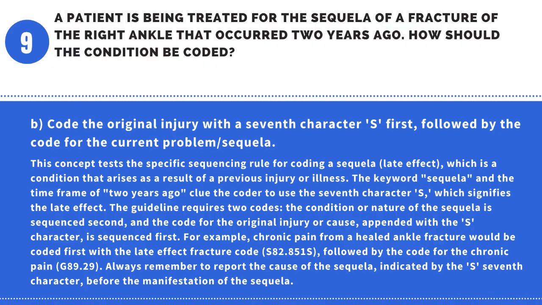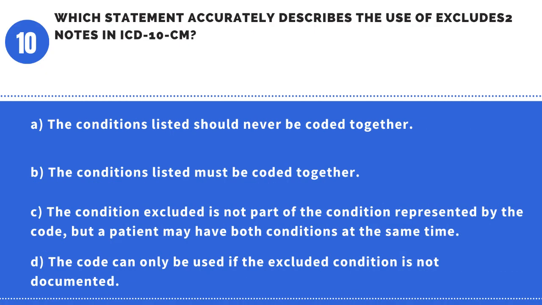For example, chronic pain from a healed ankle fracture would be coded first with the late effect fracture code S82851S, followed by the code for the chronic pain, G89.29. Always remember to report the cause of the sequela, indicated by the S 7th character, before the manifestation of the sequela. Question 10. Which statement accurately describes the use of Excludes2 notes in ICD-10-CM?